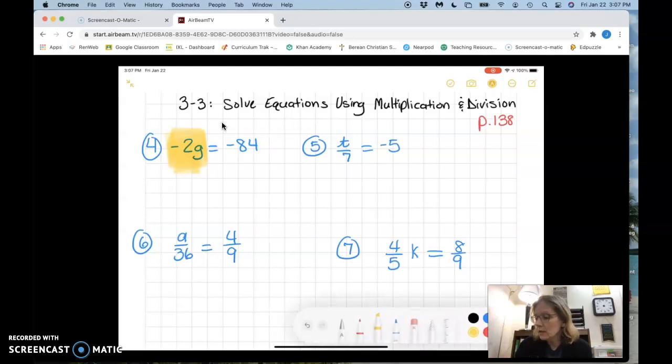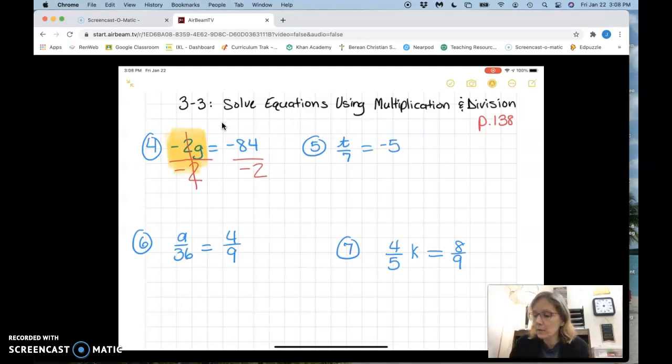So I see in this equation that -2 is being multiplied by g, so I'm going to do the opposite, which is division. I'm going to divide by whatever is next to my variable. Whatever I do to one side, I have to do to the other. It's a -2, so I have to divide by a -2 because I want to get that negative off my variable. On this side, I'm just left with g. And then -84 divided by -2 is going to equal a positive 42. Okay, and that's it. That's all there is to it.